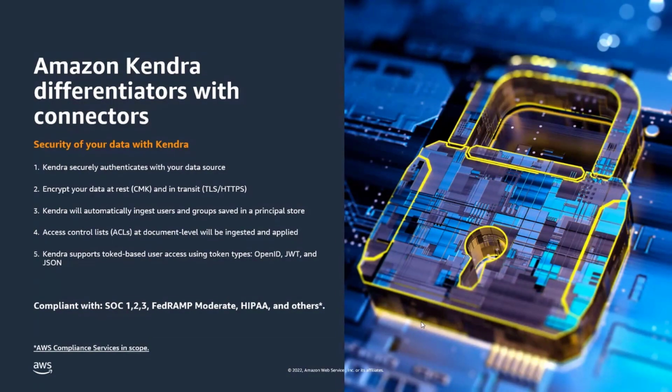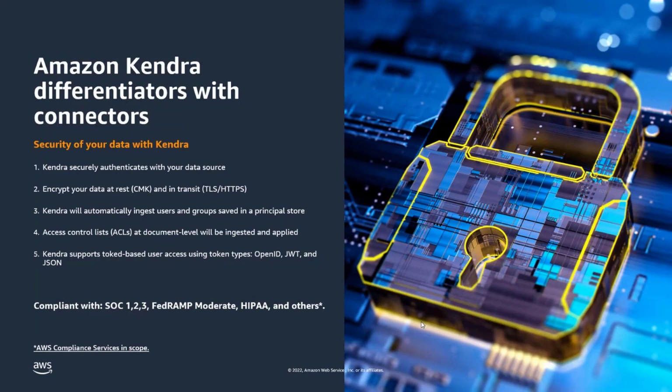Second, you can also encrypt your data at rest and in transit. This will ensure that your data is always protected, no matter where it is. Third is if your data source also supports users and groups and policies applied to those users and groups, when you sync your data source with Amazon Kendra, those will automatically be ingested as users and group policies that will be saved in a principal store, giving you an API-driven interface to interact with how policies will be applied to your users and your groups.